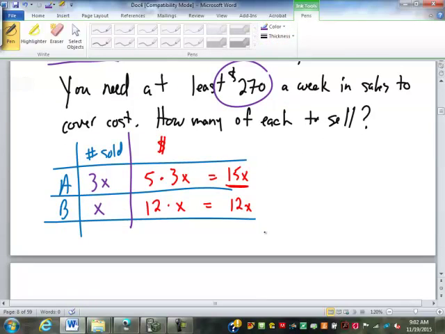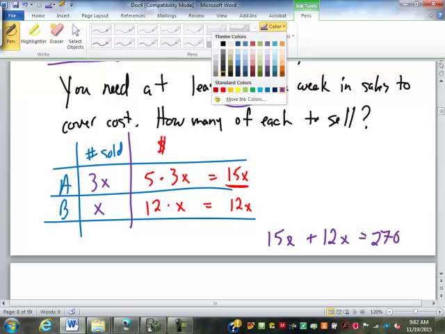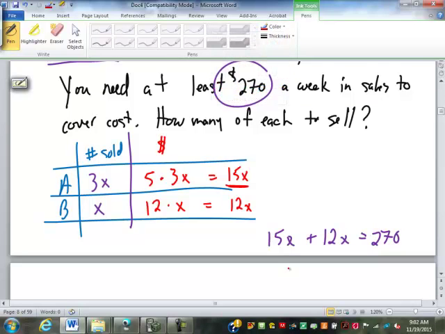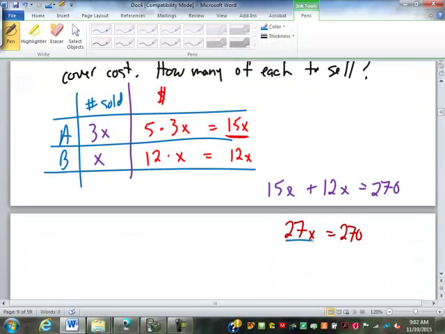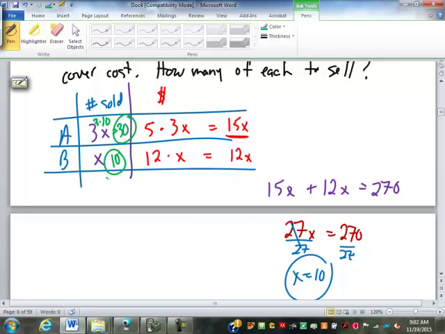And we need a total amount of $270. So 15X plus 12X has to be 270. 15X and 12X make 27X equals 270. So that gives us, after we divide by 27, X equals 10. So X equals 10, that means there's 10 of product B sold. A is 3 times X, or 3 times 10 is 30 of product A sold. Make sense?